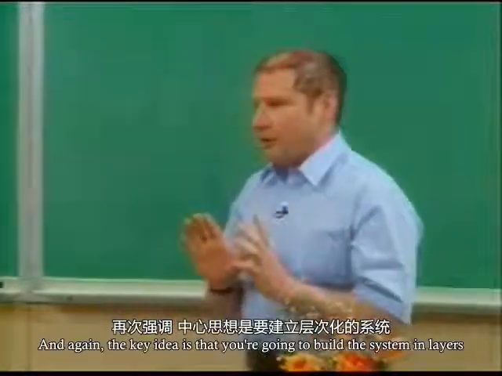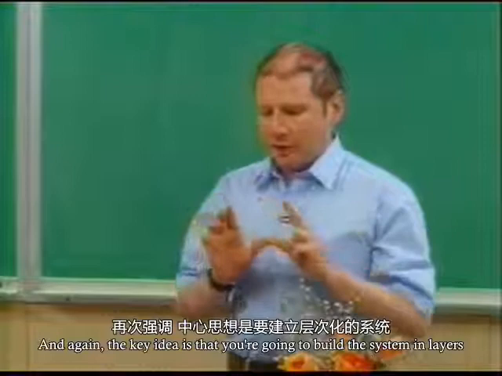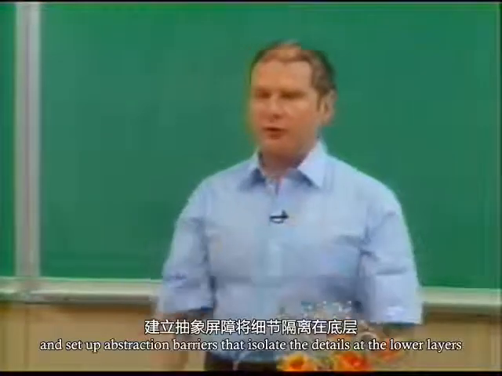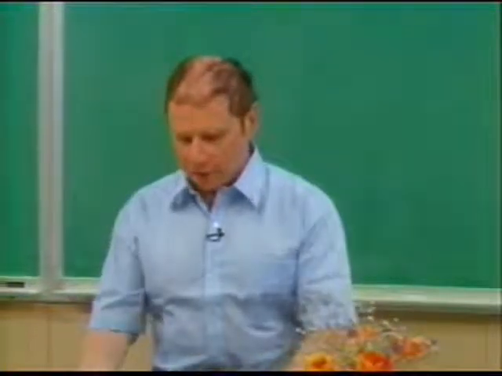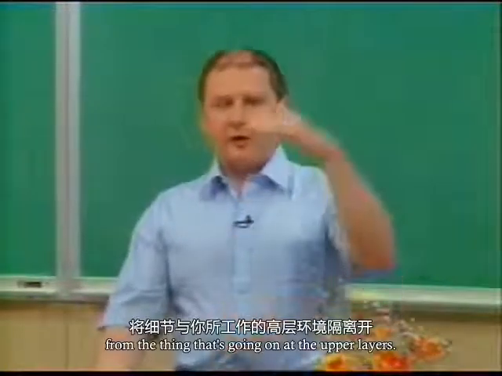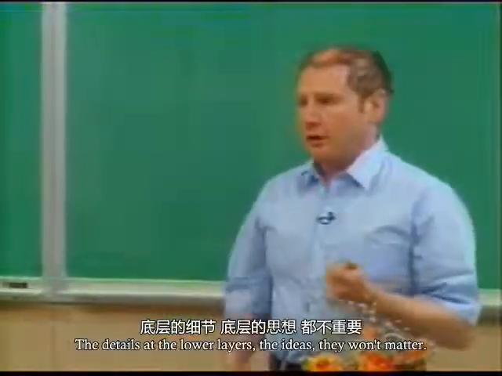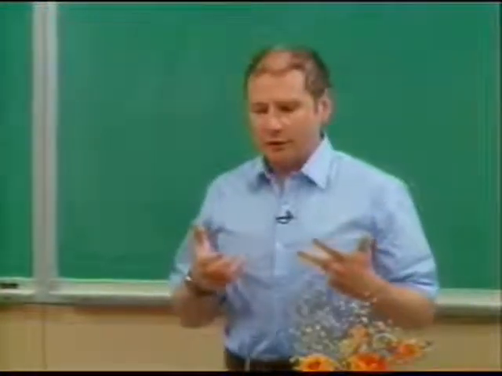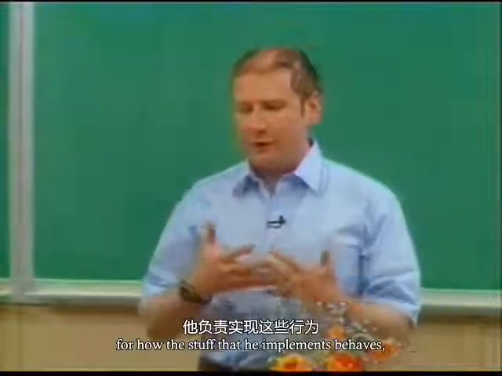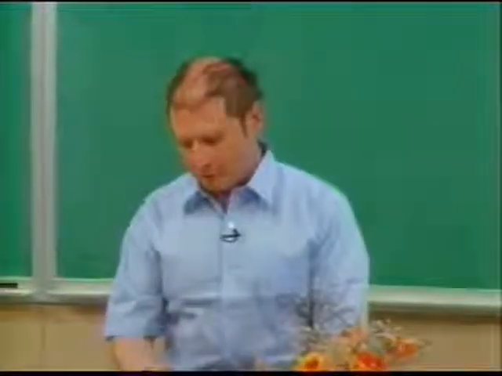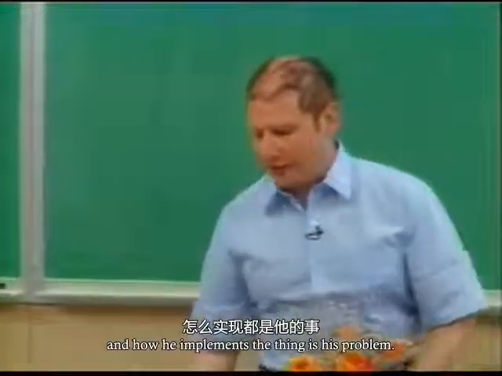And again, the key idea is that you're going to build this system in layers and set up abstraction barriers that isolate the details at the lower layers from the thing that's going on at the upper layers. The details at the lower layers won't matter. They're going to be George's concern because he signed this contract with us for how the stuff that he implements behaves. And how he implements the thing is his problem.